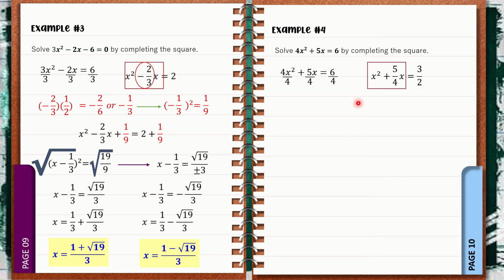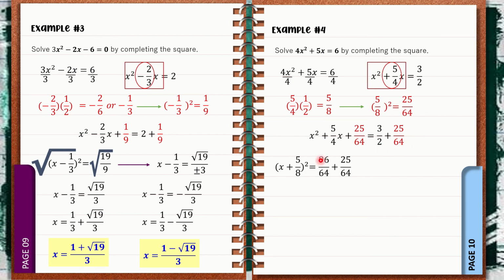Getting the expression x squared plus 5 fourths x, let us get the half of 5 fourths. So we have 5 over 8. The square of 5 over 8 is equal to 25 over 64. So this time, add 25 over 64 to our new equation. So we got x squared plus 5 fourths x plus 25 over 64 is equal to 3 halves plus 25 over 64. So this time, we will factor the left side and simplify the right side.